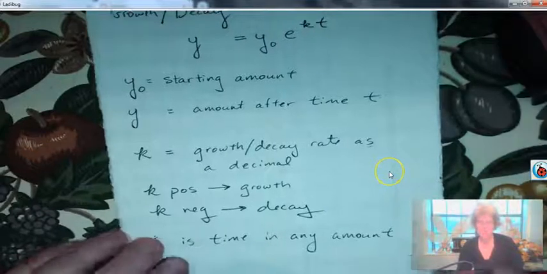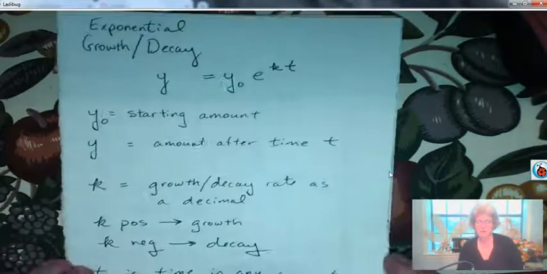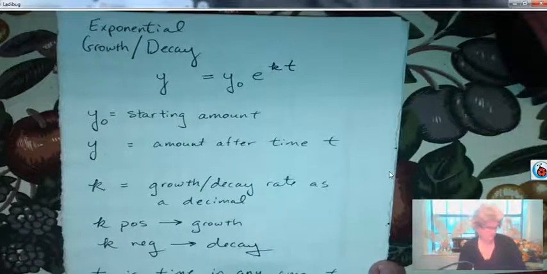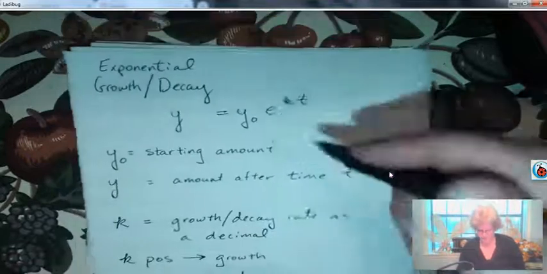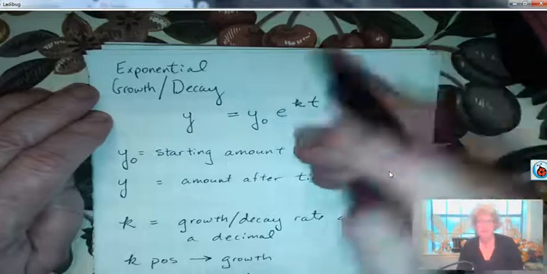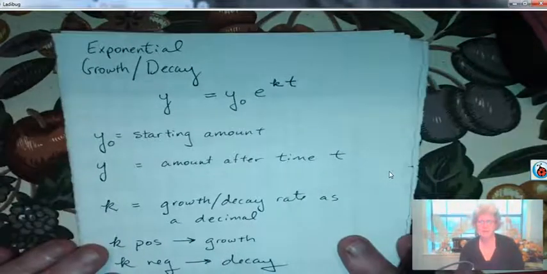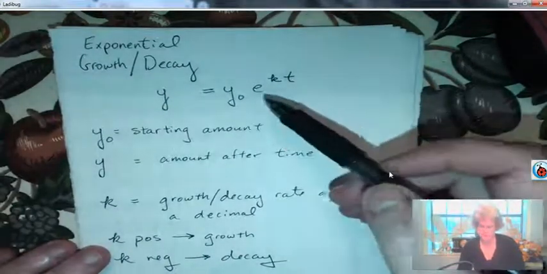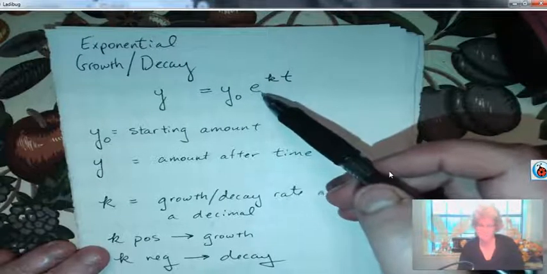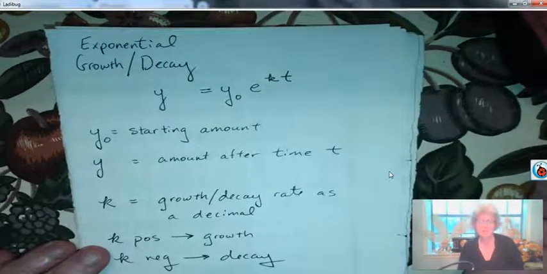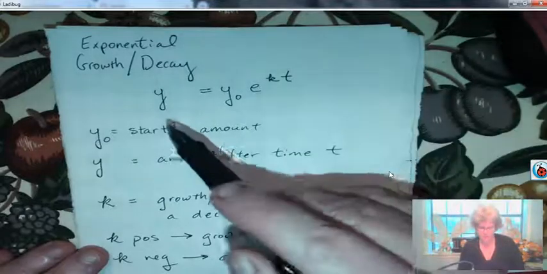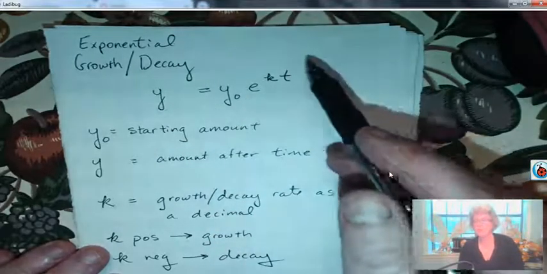Okay, so this should be our last lecture on this module. So we're going to be looking at exponential growth and decay models. They also follow a model much like continuously compounded interest. The textbook writes the formula this way.